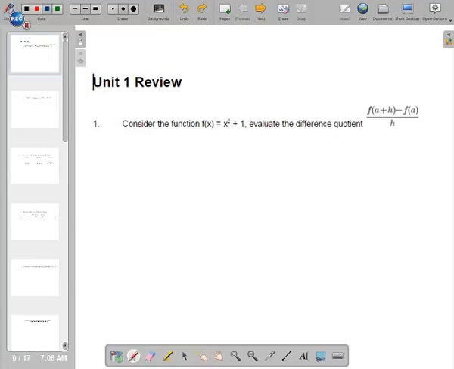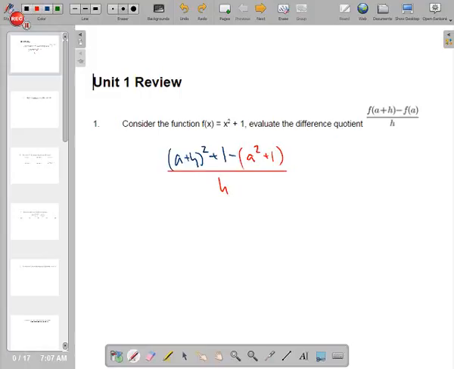So if it says f of x is x squared plus 1, I need to evaluate this. So a plus h squared, that's f of a plus h, minus, and when you subtract, you need to subtract a quantity. F of a would be a squared plus 1. So now that's over h. And I'm going to need to simplify.